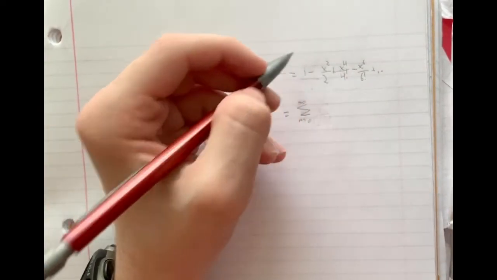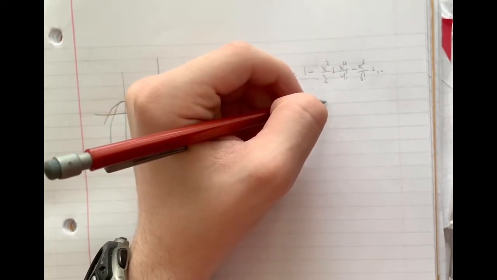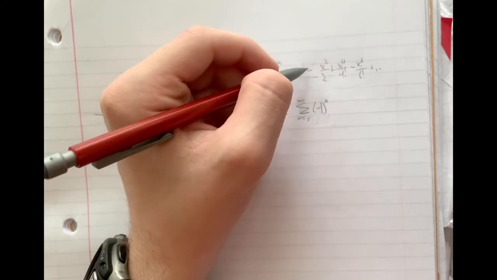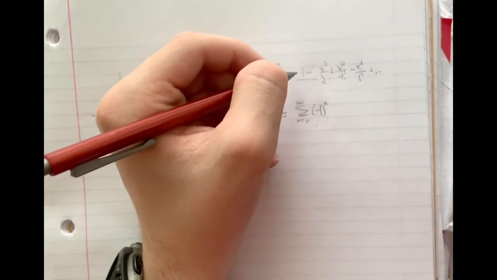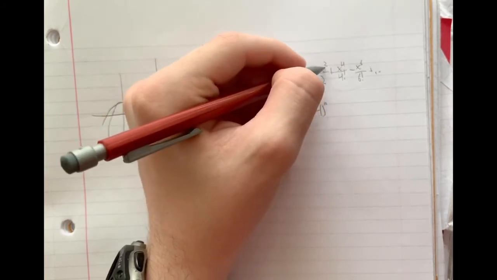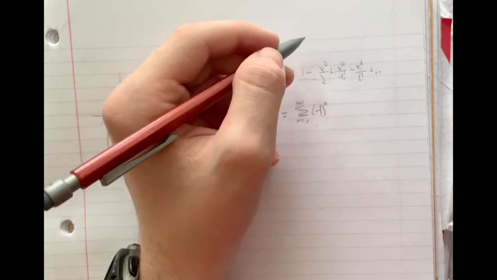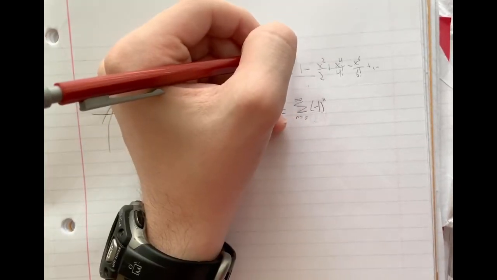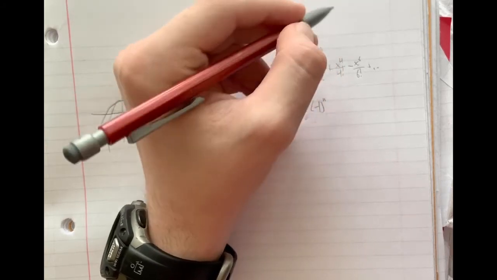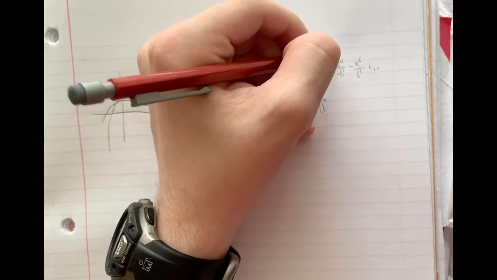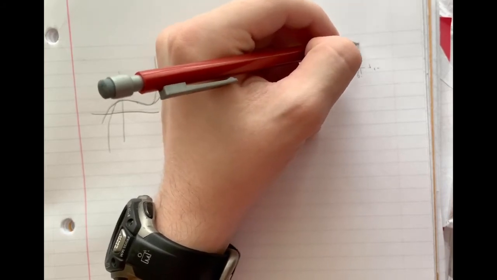This is alternating, so we'll have (-1)^n. That way we ensure every time we have a different sign on the 1. Then the first term is x to the 0, the second term is x to the 2, the third term is x to the 4. Or as we could say, this is the 0th term, it's x to the 0, the first term is x to the 2, the second term is x to the 4, the third term is x to the 6th.